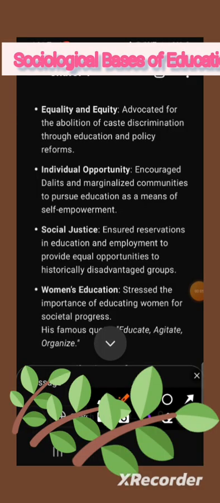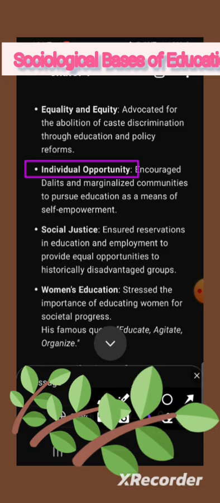He emphasized the importance of universal education, particularly for marginalized communities. His policies ensured affirmative action in education, leading to a reservation system in schools, colleges, and employment sectors. Individual opportunity through education. He promoted higher education among Dalit and backward communities, advocating for scholarships and financial support.